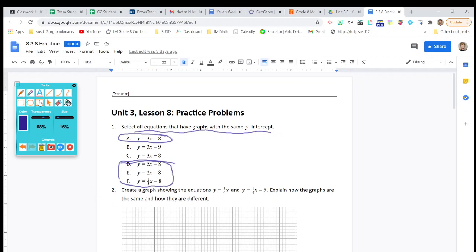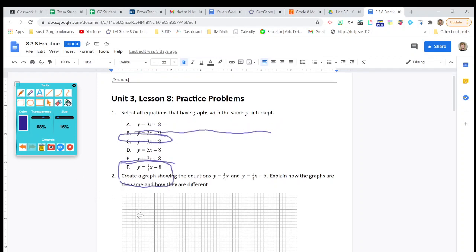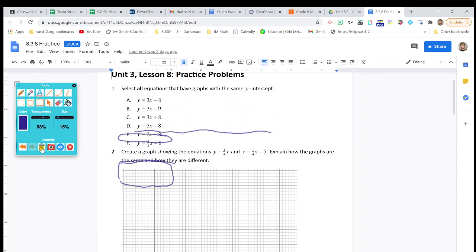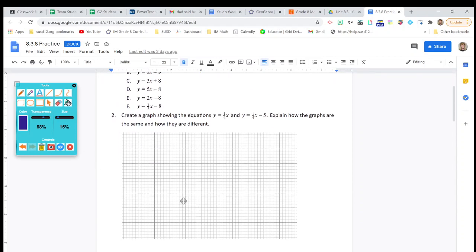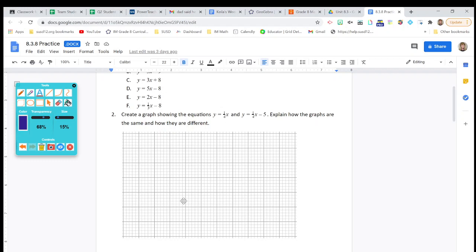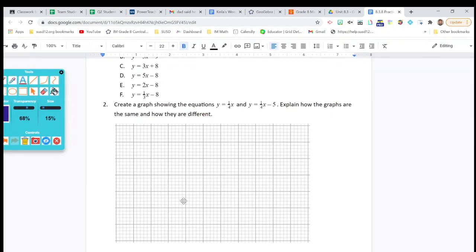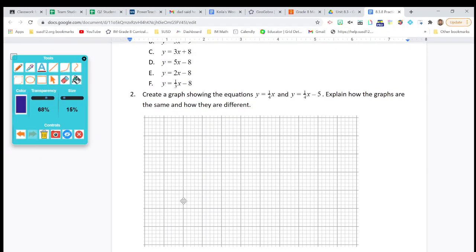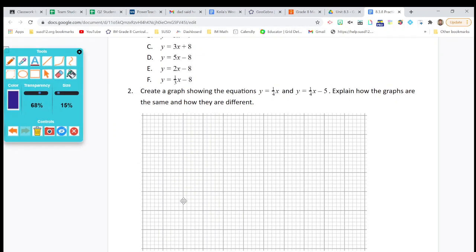Number 2 says create a graph showing the equations y equals 1/4 x and y equals 1/4 x minus 5. Explain how the graphs are the same and how they are different. Okay, so we're going to graph 2 lines on this grid. So first, why don't I just sketch my axes here. I'll just sketch, and you should do this too. Please sketch your axes on your grid.